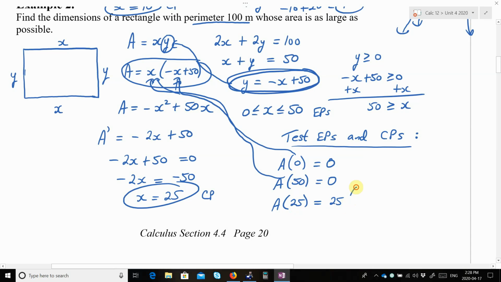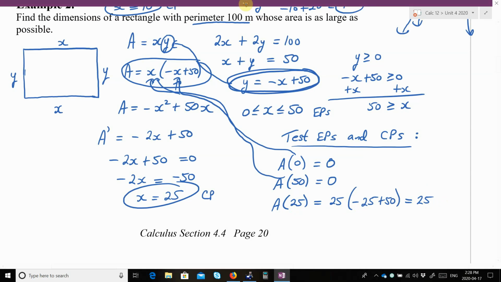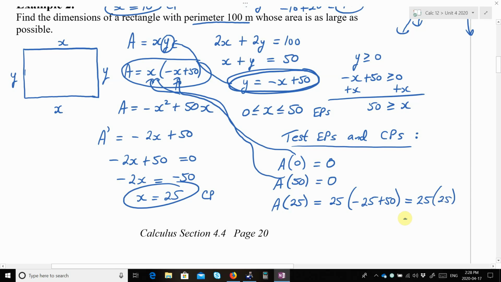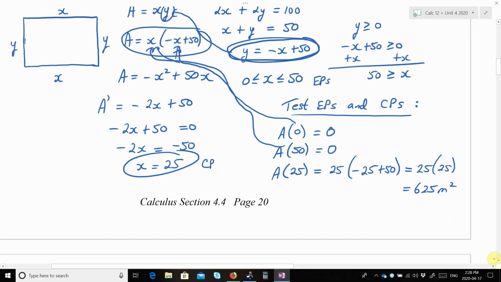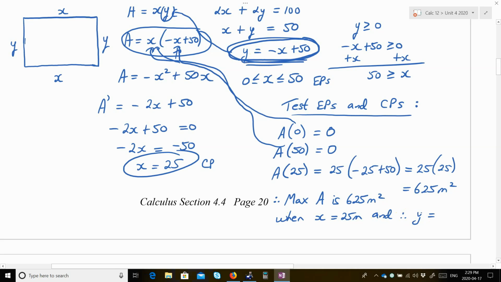And I'm going to put 25 in for x, and then it's negative x plus 50. So negative 25 plus 50. So it's 25 times 25, which is 625 meters squared. So we can say, therefore, the max area is 625 meters squared when x equals 25 meters, and therefore y, which is equal to negative x plus 50, negative 25 plus 50, y is also 25 meters.